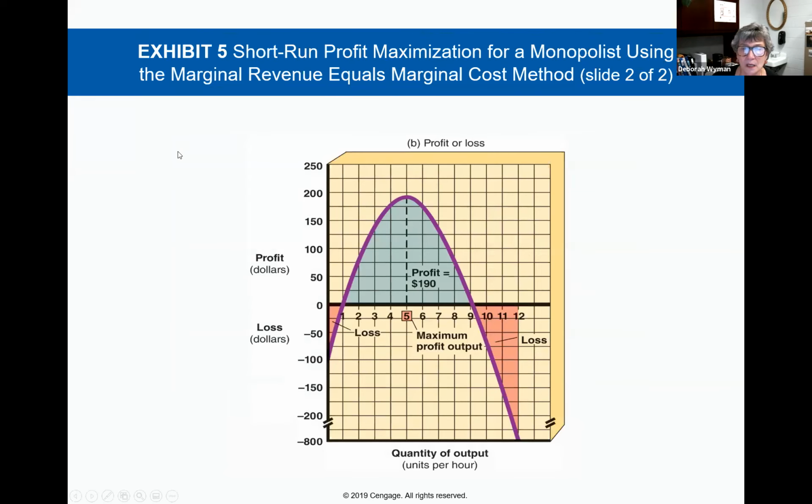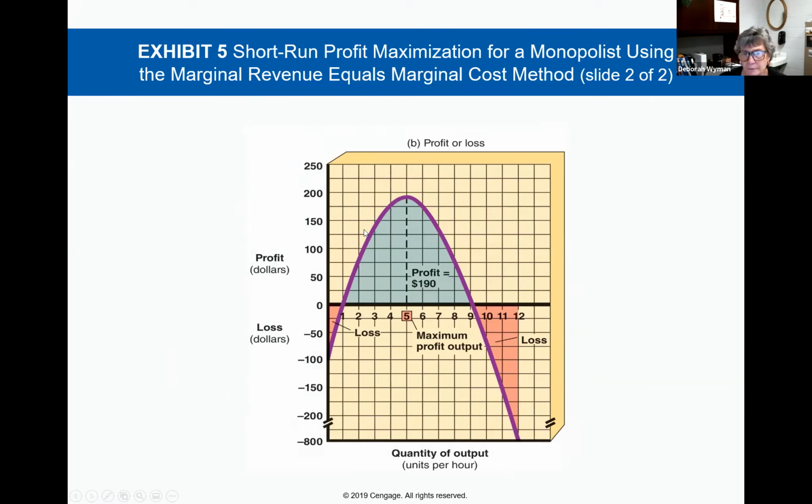So the next graph just shows you the short run profit maximization for a monopolist using the marginal revenue equals marginal cost method. This is the second slide. So if you see 5 right here, which we already know, this is going to be your max, 190. And if you make less than 2, you're not going to make a profit. And if you make more than 8, you're not going to make a profit.